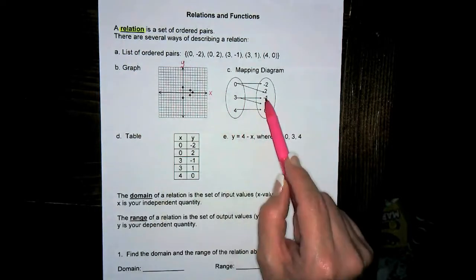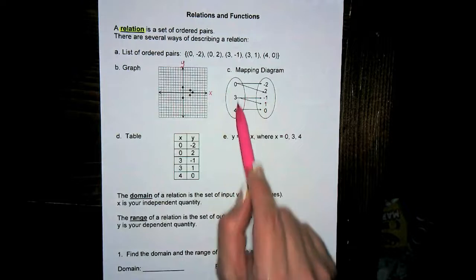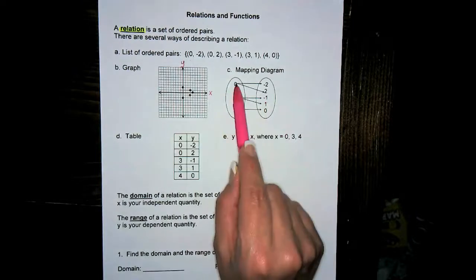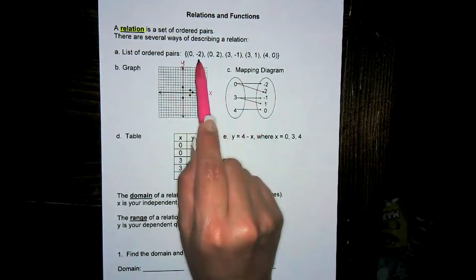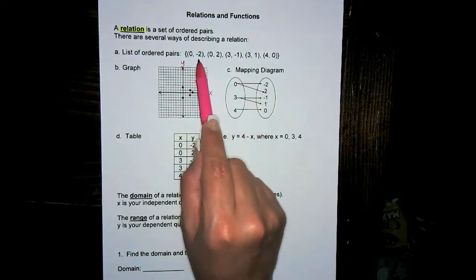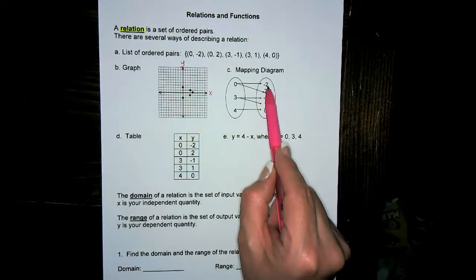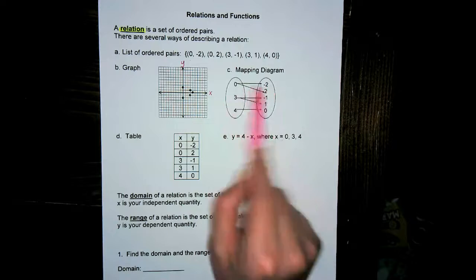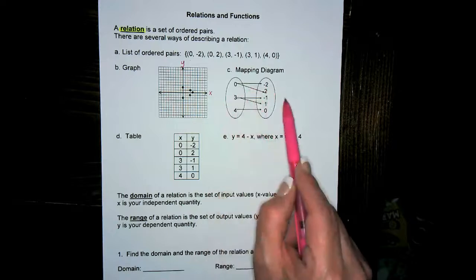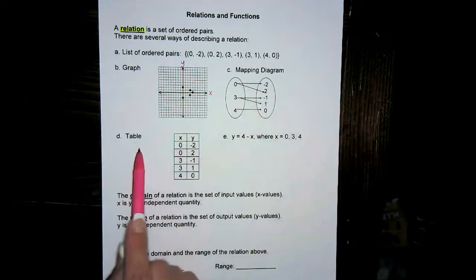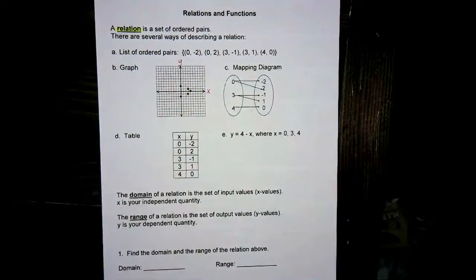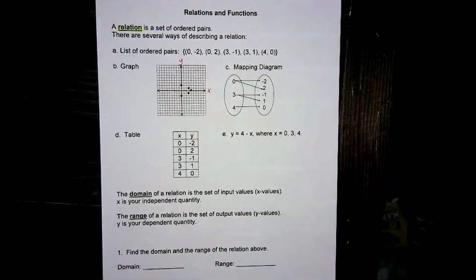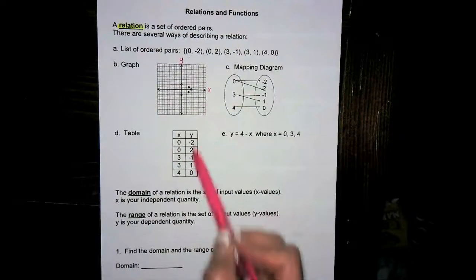I could represent them in a mapping. I could tell you, here are the first coordinates, and then I could draw lines to show you, oh, 0 being the first coordinate gets mapped with or paired with -2 as the second coordinate. So you can see I drew a line there for the mapping portion. I also could represent them in a table. I could give you the set of x coordinates here in a chart and show you how they are paired with a set of y coordinates.